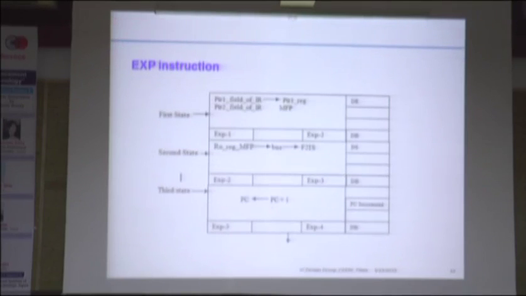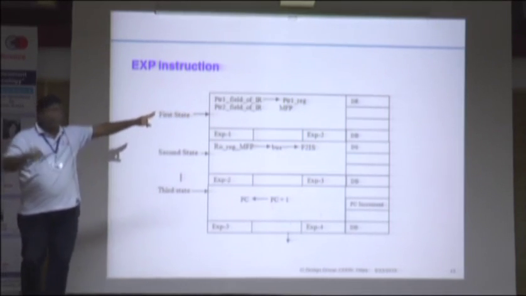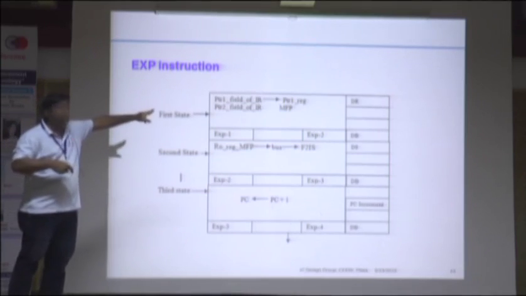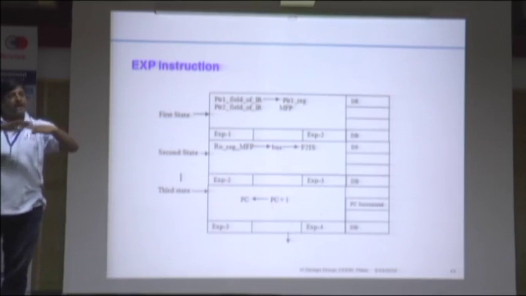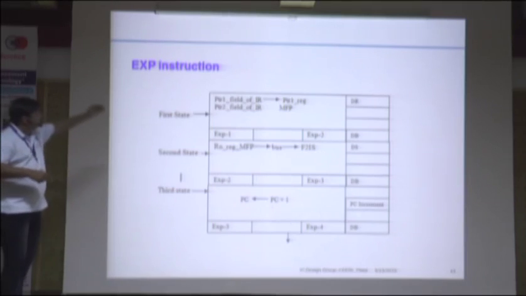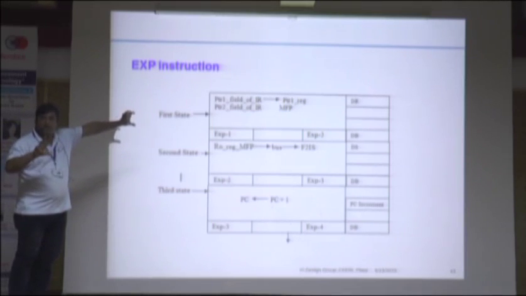These are the hardware flowchart we have written for the exponential function. First, this PTR1 field of IR will go to the PTR1 register. So first of all, you have to store the destination address in the PTR1 register. And this PTR2 field, from where you have to fetch the operands, will go as an address to the floating point memory, because this data is available in the floating point memory. It will take one state, or one clock cycle.